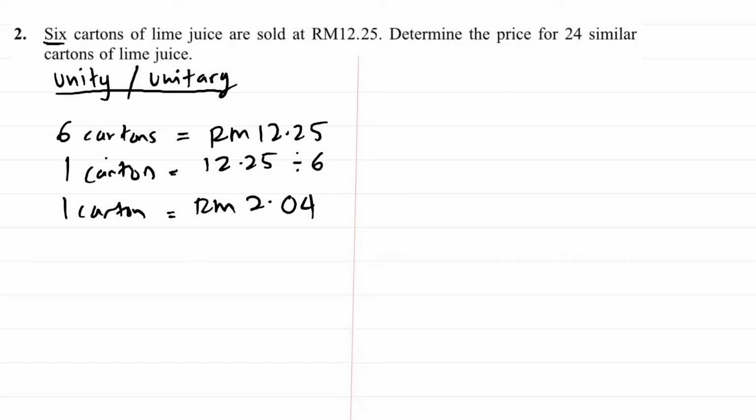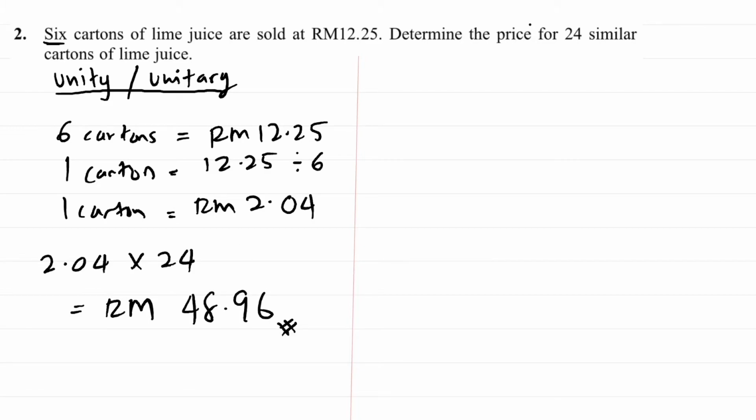Okay, so determine the price for 24 similar cartons. So 2.04, you just multiply it by 24, so you get the answer is 48.96. Okay.